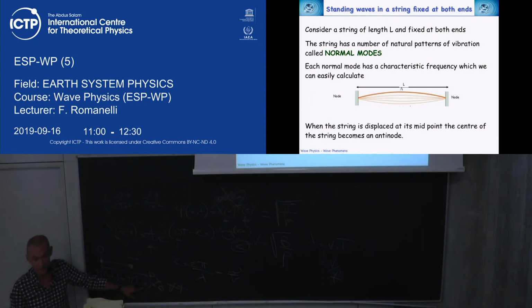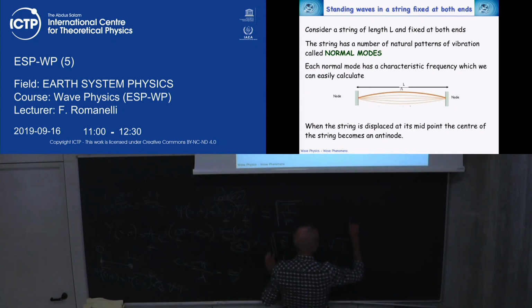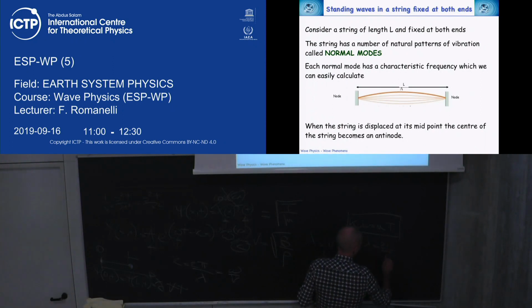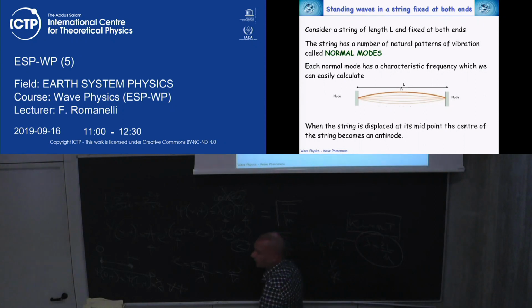What about the second one? This has to be always 0 in L. What does it mean? That KL is quantized. What does it mean? Oh, K is 2 pi over lambda. And now we have found the wavelengths of normal modes.